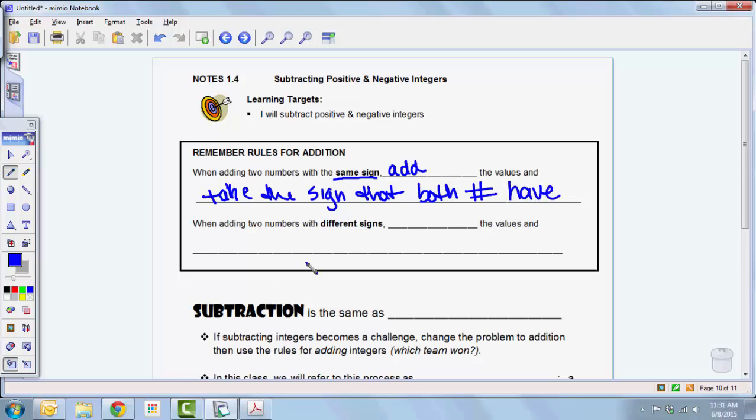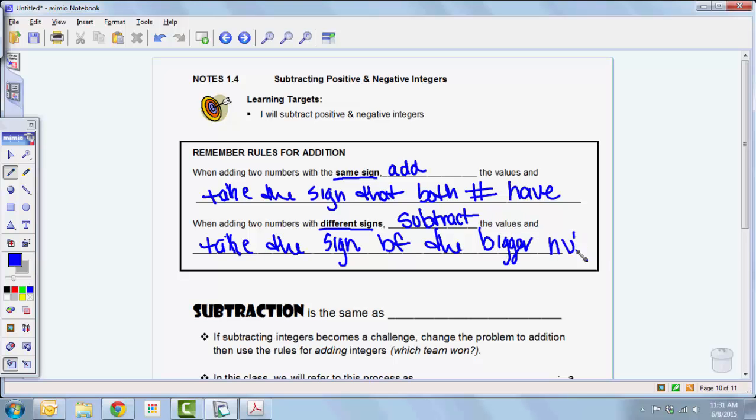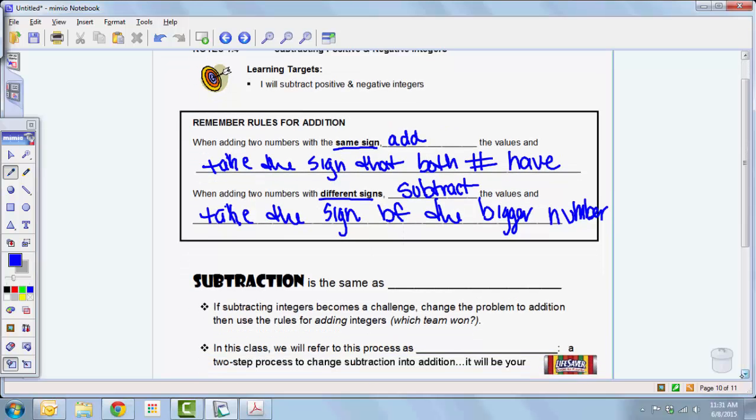And then our second rule was when they have different signs. This is where you think of which team won. So in that case, you're going to subtract the two numbers, and you're going to take the sign of the bigger number, which team wins. All right. So that's going to come in handy today when we're talking about how to subtract integers.